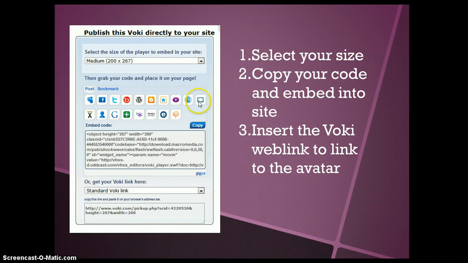There are two ways in which you can embed this into your course site. You can take the embed code and copy and paste the embed code into your course. Or you can go down here at the bottom and say a standard Voki link. Voki will create a web page for you with a link, and you can copy that link and paste it into your course site. When students then click on the link, it opens up a new web page with your avatar playing.